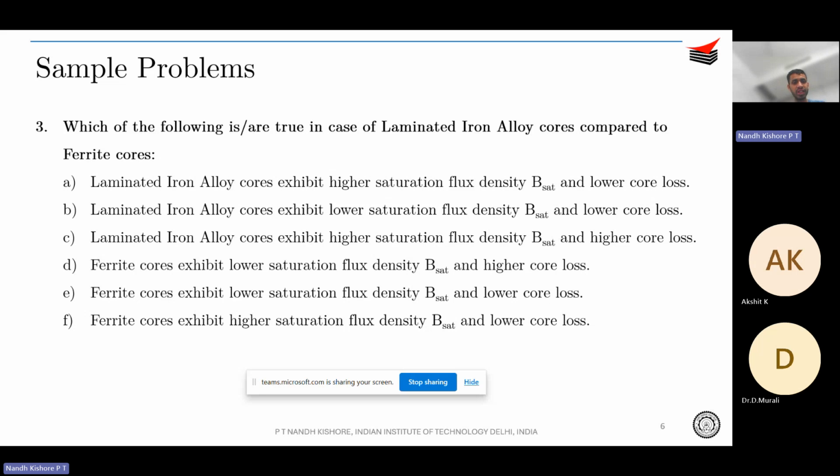Another theoretical question in front of us. Which of the following are true in case of laminated iron alloy cores compared to ferrite cores? A, laminated iron alloy cores exhibit higher saturation flux density and lower core loss. So this is about what your BSAT or BM is and what your core loss is. All the options are a combination of both of these. B, laminated iron alloy cores exhibit lower saturation flux density BSAT and lower core loss. C, laminated iron alloy cores exhibit higher saturation flux density and higher core loss.